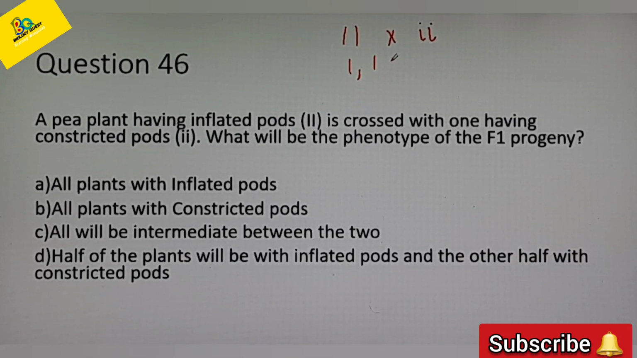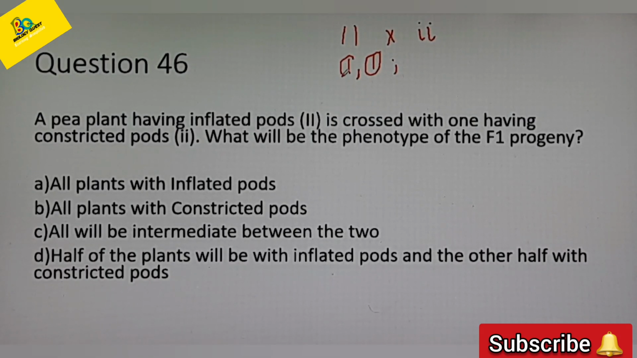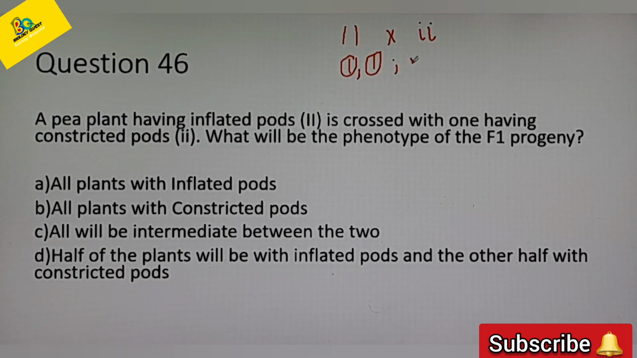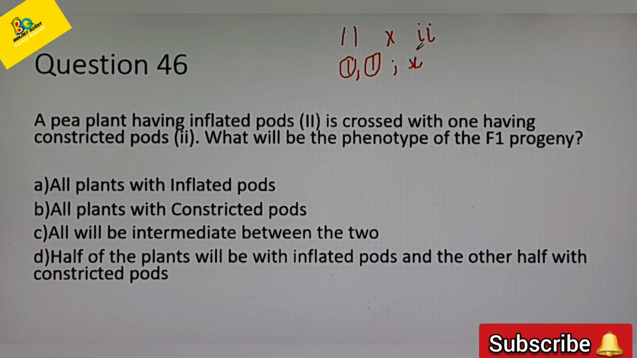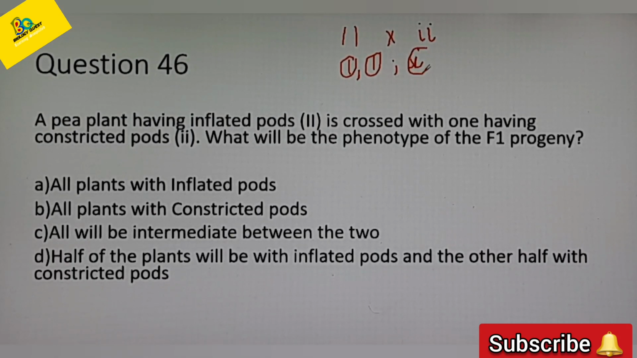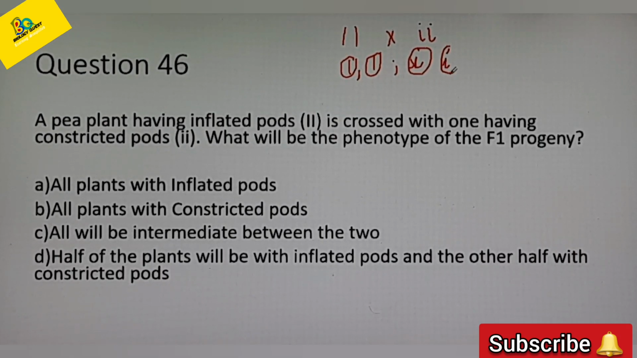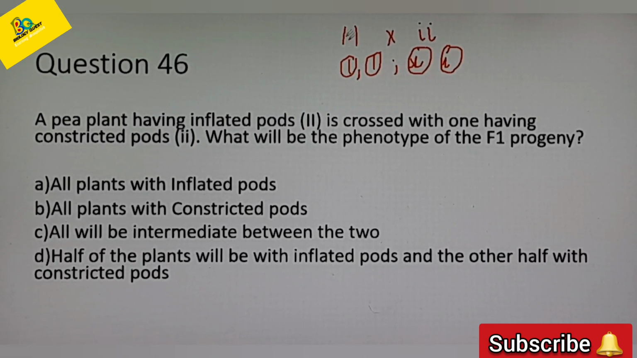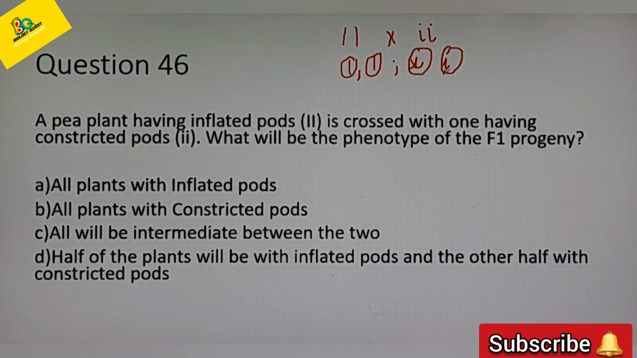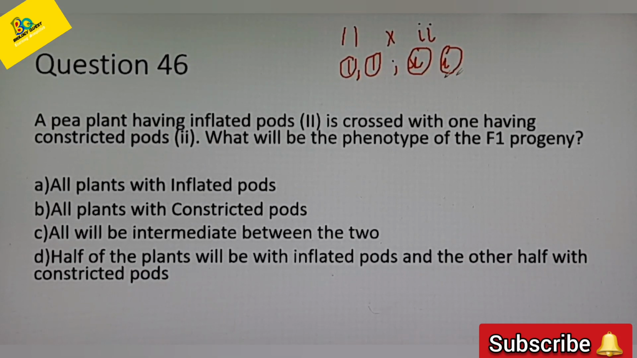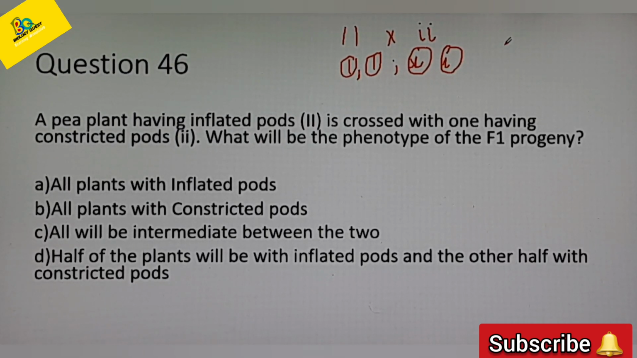And what are the gametes produced by the other parent? Gametes are always put in circles. The gametes produced by this parent are small i, put in a circle, and small i, again circled. So all the gametes produced by the first parent contain capital I. All the gametes produced by the second parent, the pea plant having constricted pods, will have small i. Now draw the Punnett square.